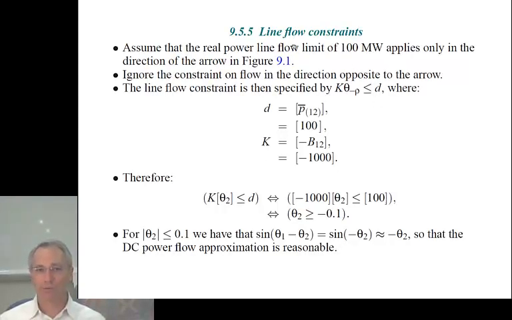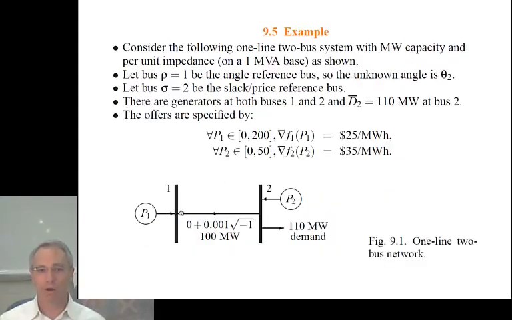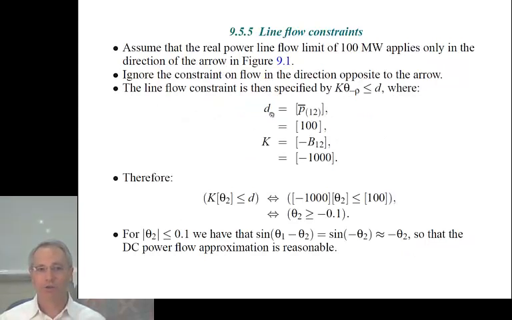Let's suppose that the real power flow limit of 100 megawatts applies only in the direction of the arrow in figure 9.1. Going back to figure 9.1, that's from bus 1 to bus 2. We'll ignore the corresponding constraint in the other direction. So if we ignore that constraint, then the line flow constraint specified by K, theta minus rho is less than or equal to D, where our constraint is determined by the flow in the 1-2 direction, and its capacity is 100 megawatts or 100 per unit megawatts.